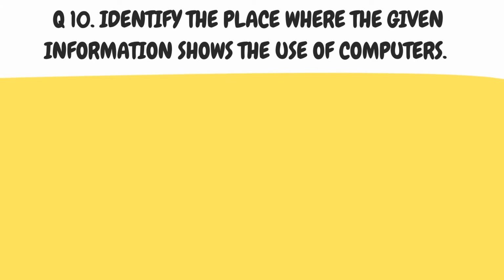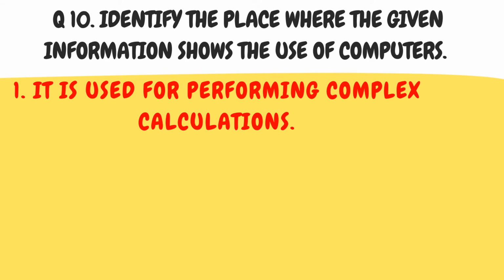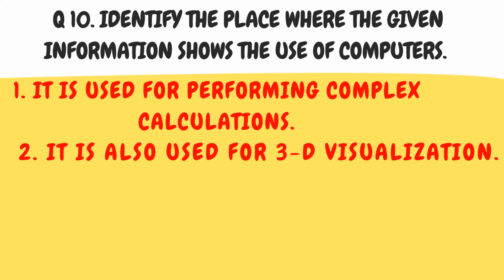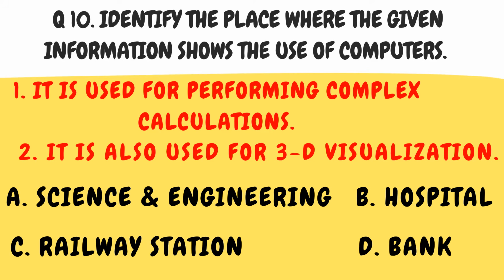Identify the place where the given information shows the use of computers. It is used for performing complex calculations. It is used for 3D visualization. Options are science and engineering, hospital, railway station, bank. The correct answer is science and engineering.